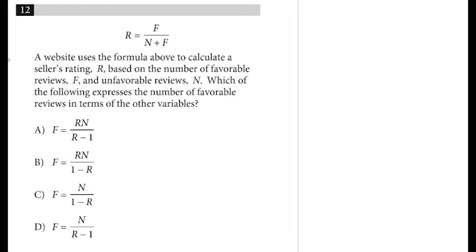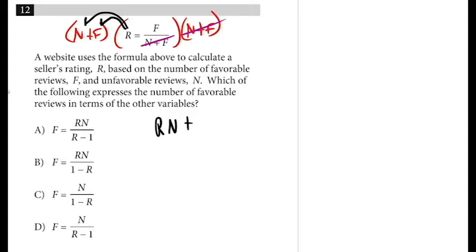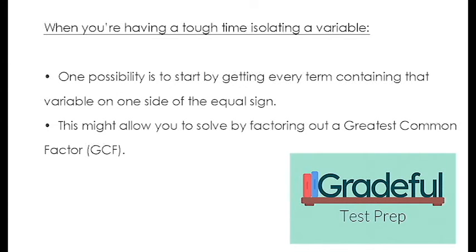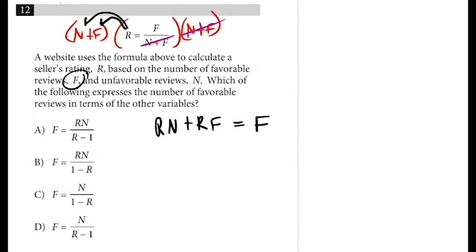So let's just go ahead and multiply both sides by n plus f. The reason why we're doing this is because it's going to cancel on the right-hand side. n plus f divided by n plus f cancels away. So we'll be distributing Rn plus Rf. On the right-hand side, we have f because the two pieces canceled away there. And the trick that's being used here is if you want to get a variable by itself, here we want to get f by itself, then one way to think about doing that is getting everything that has an f on one side of the equation. So let's subtract Rf from both sides.